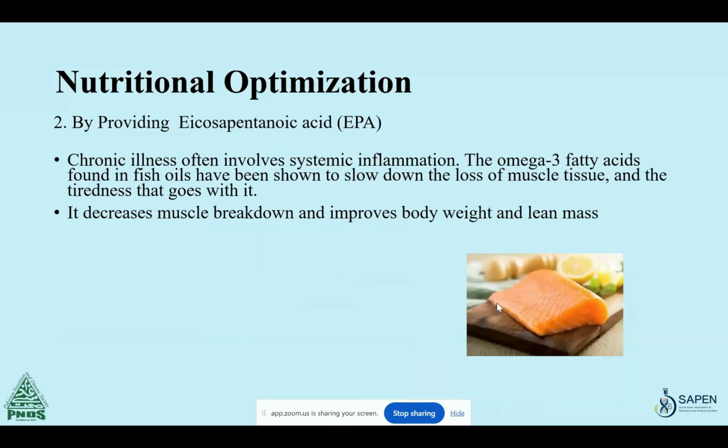The second one, which I must say is a golden substance for these patients, is eicosapentaenoic acid, EPA. It often reduces systemic inflammation. It is usually available in omega-3 fatty acids, which are found in fish oils. It slows down the loss of muscle tissue and the tiredness that goes with it. It decreases muscle breakdown, and it improves body weight and lean body mass.